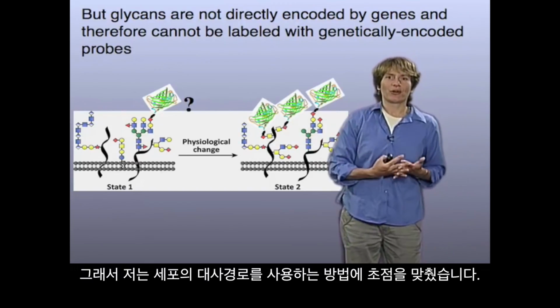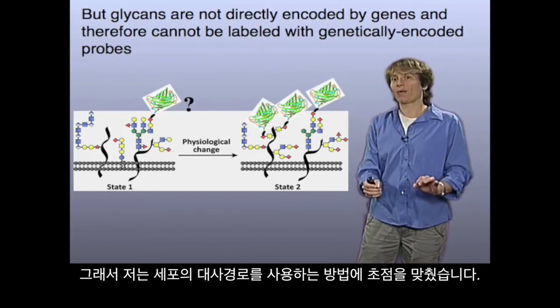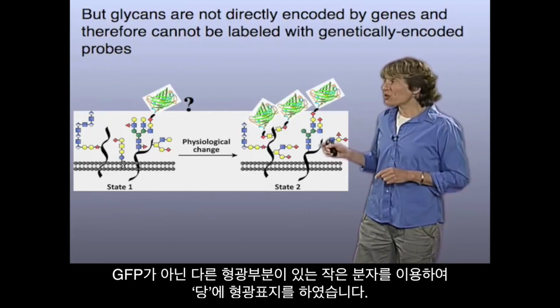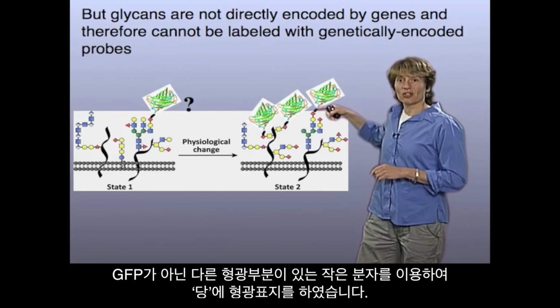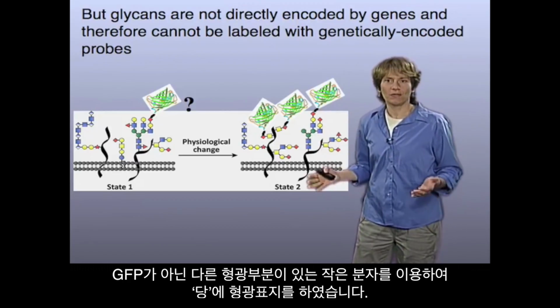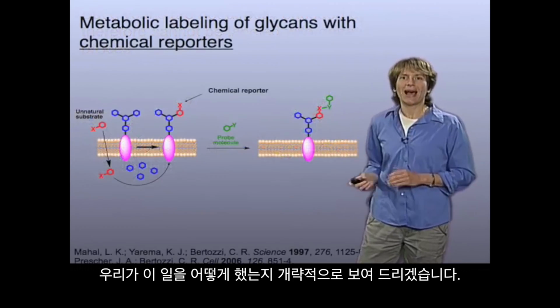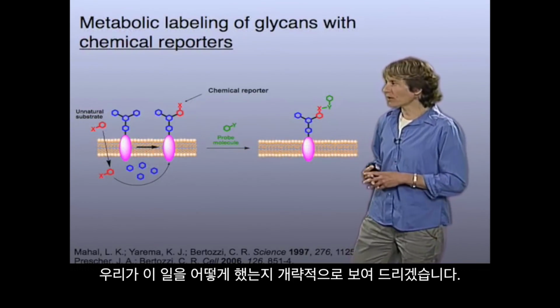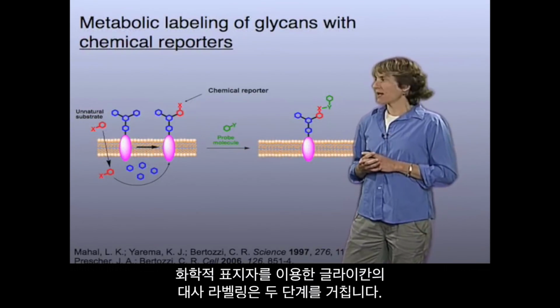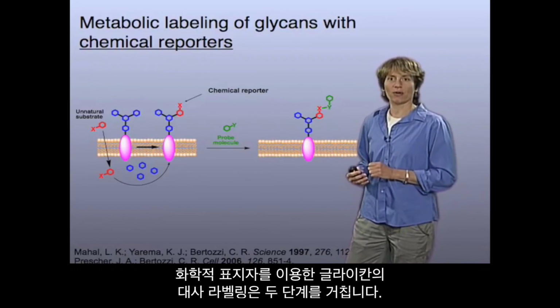So in my laboratory, we've been focusing on using the metabolic pathways of the cell to introduce fluorescent probes into the sugars, not the GFP, but rather small molecule fluorescent reporters. And let me show you schematically how we go about doing this. It's a 2-step process, and we call this metabolic labeling of glycans with chemical reporters.